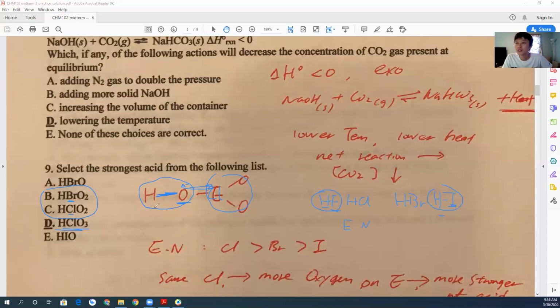If you have the same number of oxygen atoms, you compare the electronegativity of the nonmetal. The higher the electronegativity, the stronger the acid. For the same nonmetal, the more oxygen atoms, the stronger the acid.